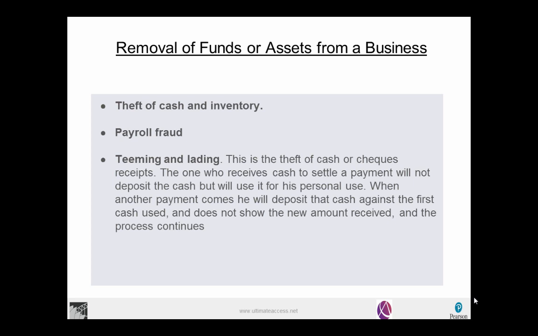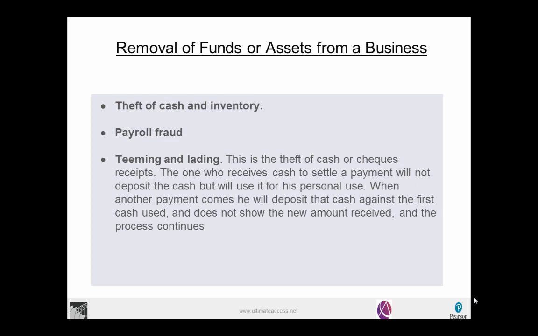I'll continuously be using other customers' receipts to clear others' balances. Now, when I leave, the next person who comes in will alert one of the customers and say, hey, you have a balance with us. But that customer will say, but I paid it. And what will happen is that they will realize that I disappeared with someone's money. And before they find the culprit, the person is already gone. Right? So that's how teaming and lading tends to work. So we say it is the theft of cash or check receipts.